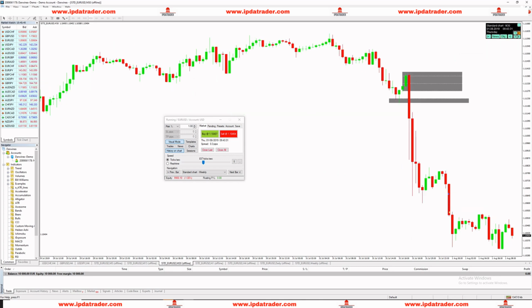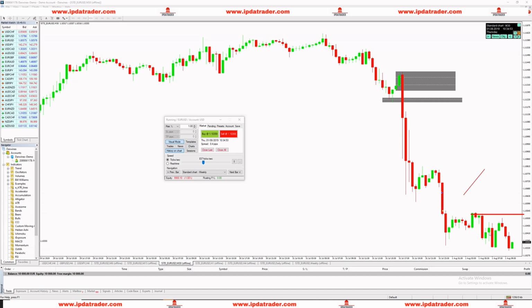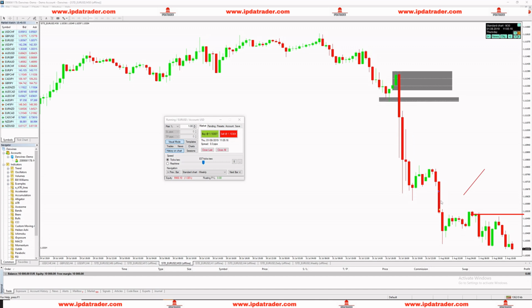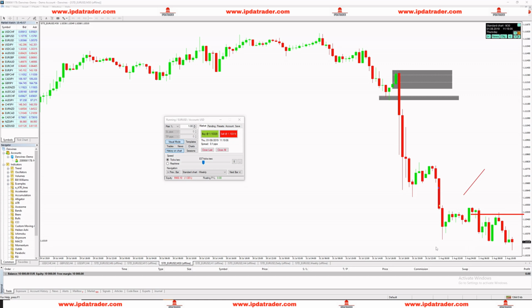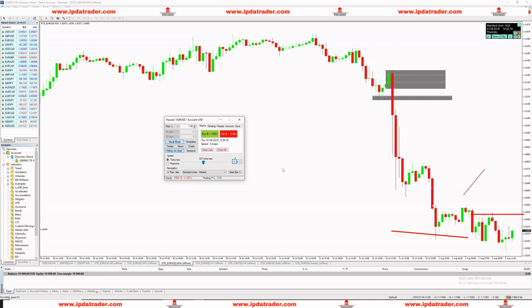Once we break up off this area over here, we could consider this as a break, right? As long as we hold below that, we're still very, very bearish in my opinion, and there's no reason to go long, right? As you can see, we're pushing further down. Now let me pause this. Now we've cleared the lows right over here.